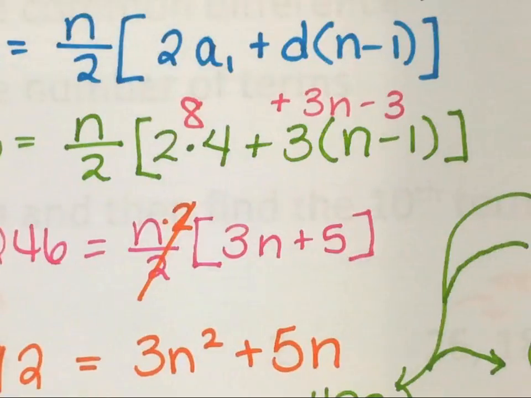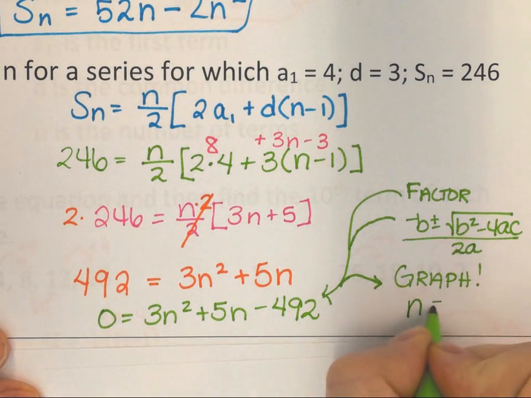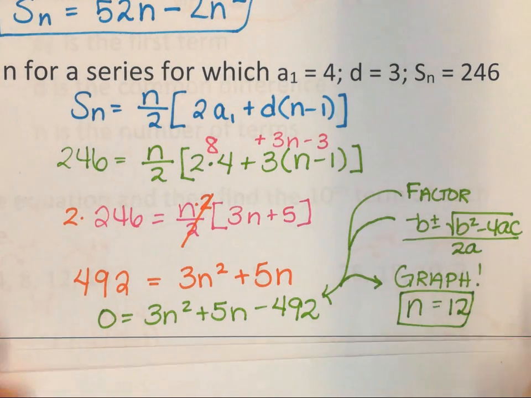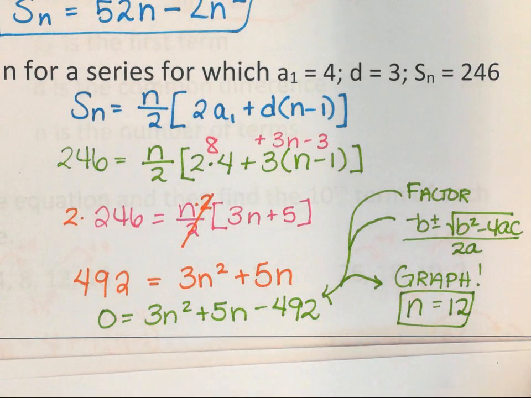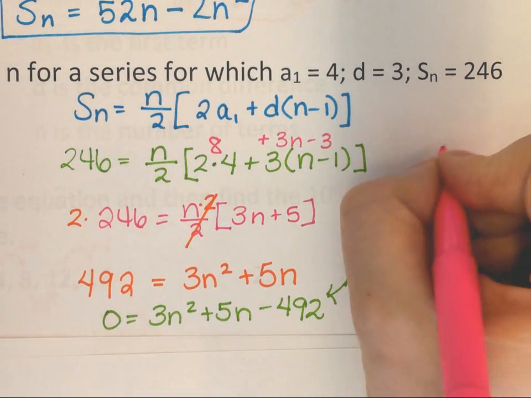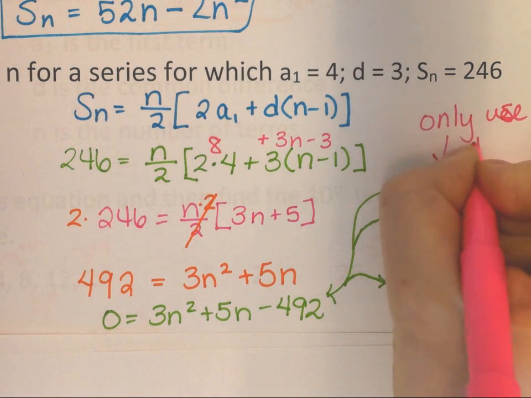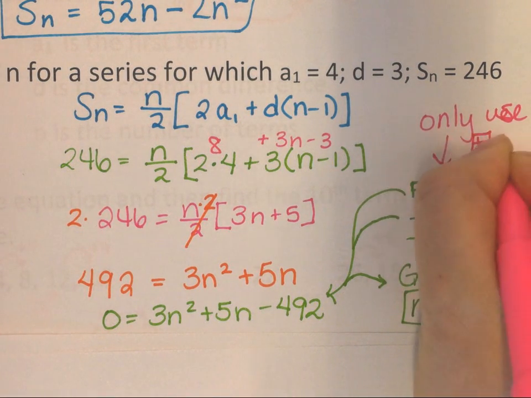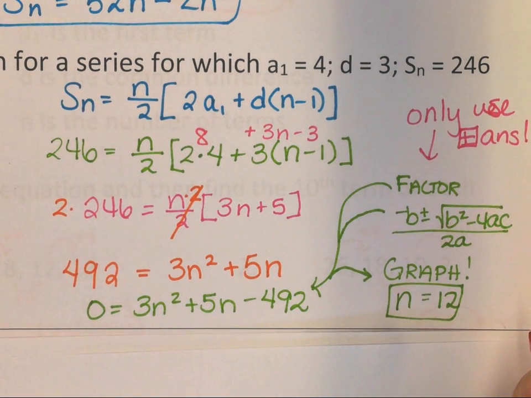All right. So we graphed. And in graphing, we found that it was 12 terms. Okay? You could have factored. That's perfectly fine. But we're only going to use the positive answer. Because we cannot have a negative number of terms. Okay? You understand what I'm talking about?